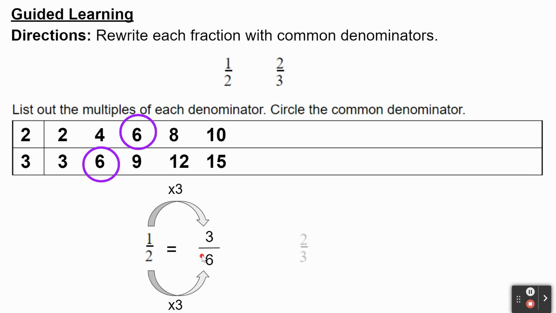Let's do the same for 2/3. We're going to rewrite 2/3 as something over 6, since 6 is our common denominator. Now let's think, what can we multiply by 3 to get to 6? Well, 3 times 2 equals 6. So since we're multiplying by 2 on the bottom, let's multiply by 2 on the top. 2 times 2 is 4. So that means 2/3 is equivalent to 4/6.